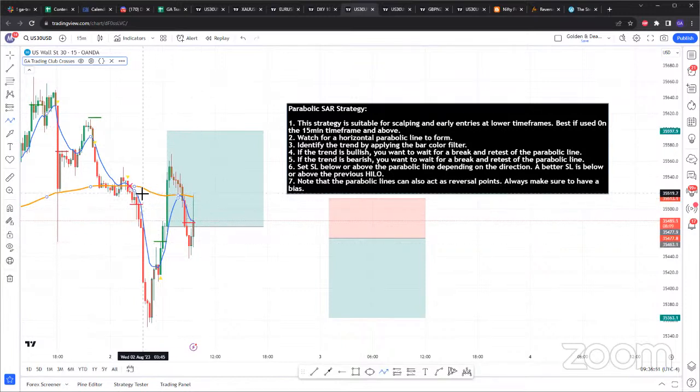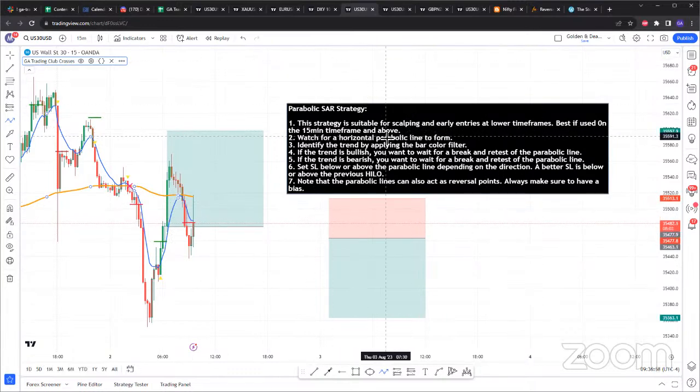For an example here, this morning, this buy on US 30, one thing I was looking at, again, best if used on the 15-minute time frame and above. So watch for horizontal parabolic lines. Let me see if I can back this.